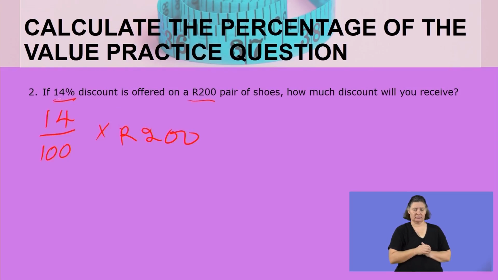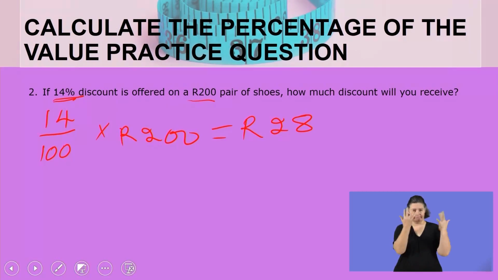We are expressing 14% as a fraction. Then we are going to have 14 divided by 100. We multiply by 200 rand. Then the discount will be 28 rand. That is the discount that you will get. So I think now calculating the percentage is understandable, and it is also easy to work with.